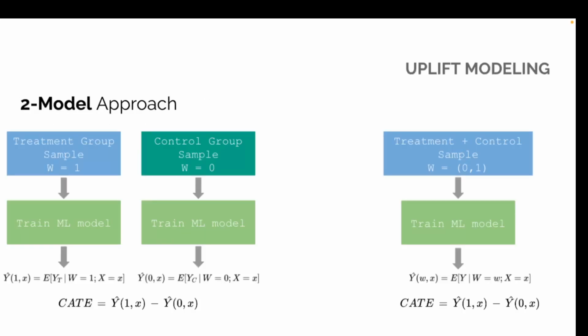How do you understand in the two-model approach, is it an anomaly or is it the intervention of our marketing? I don't know.